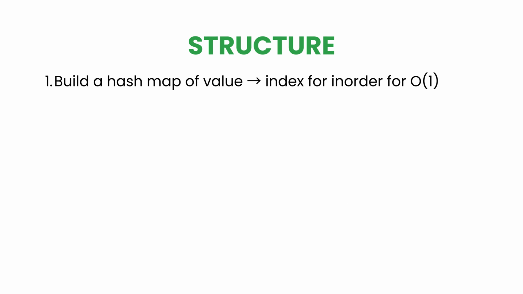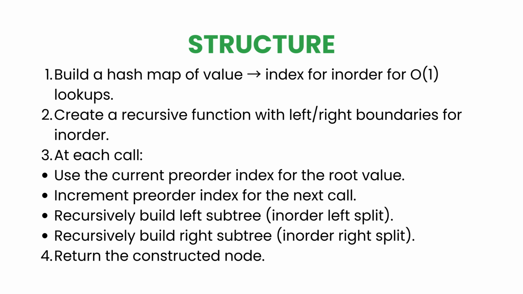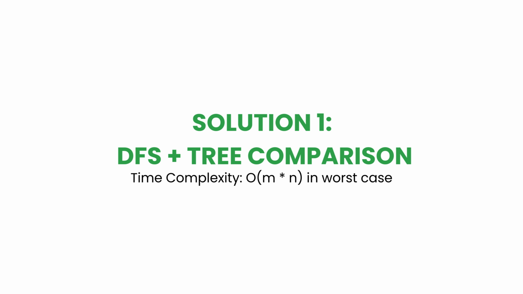Here is the structure. Build a hash map of value to index for inorder for O(1) lookups. Create a recursive function with left/right boundaries for inorder. At each call, use the current preorder index for the root value. Increment preorder index for the next call. Recursively build left subtree, inorder left split. Recursively build right subtree, inorder right split. Return the constructed node. Now let's implement the recursive construction using an inorder index map, allowing us to rebuild the tree efficiently in linear time.